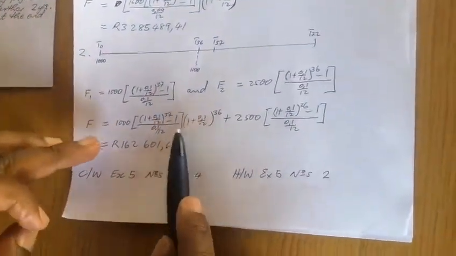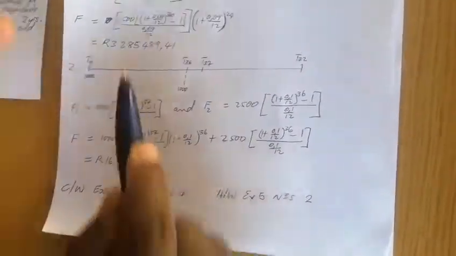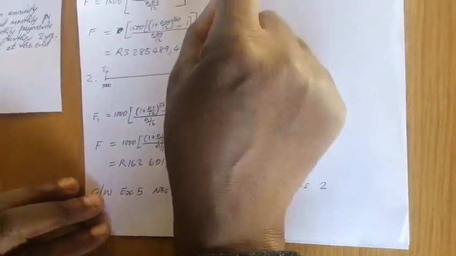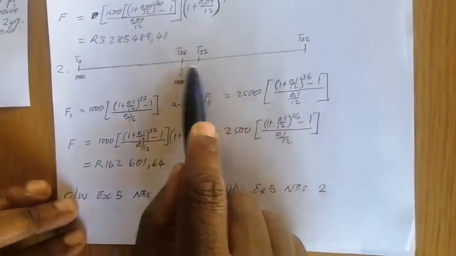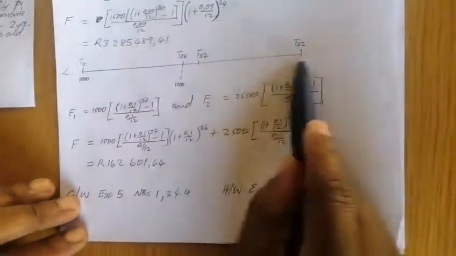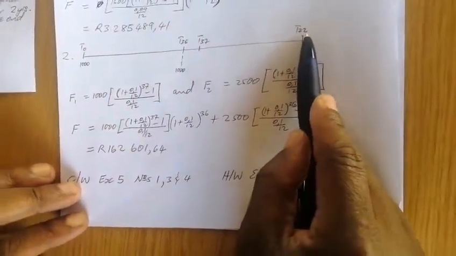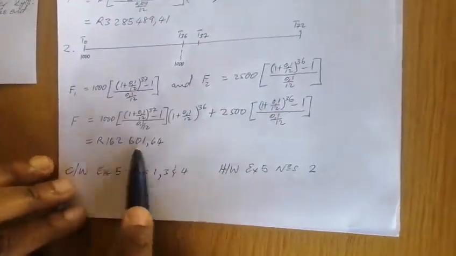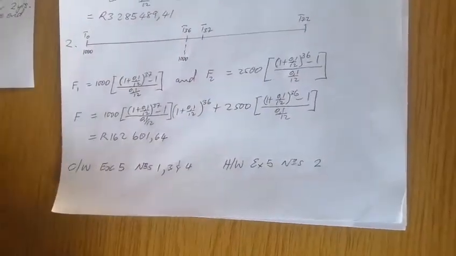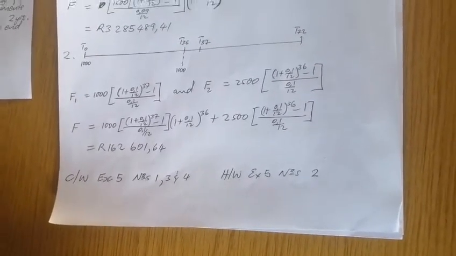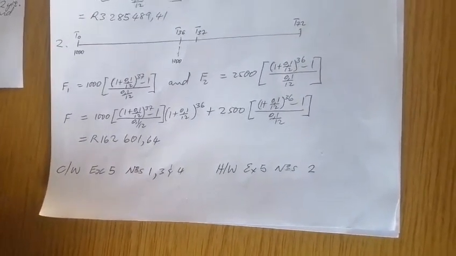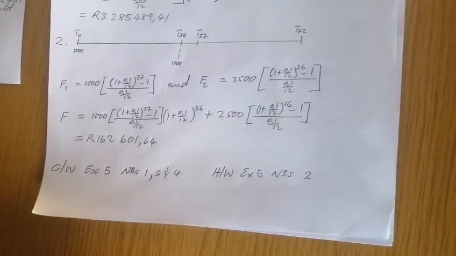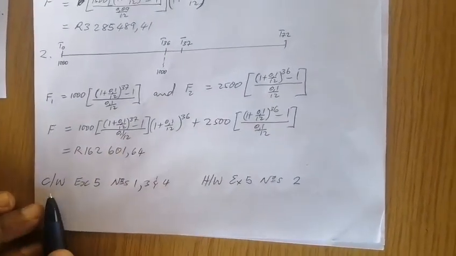This is saying the amount we had, which is the future value, grows compoundedly from T36 up to T72. And we substitute all the values, we end up with 162,601.64.